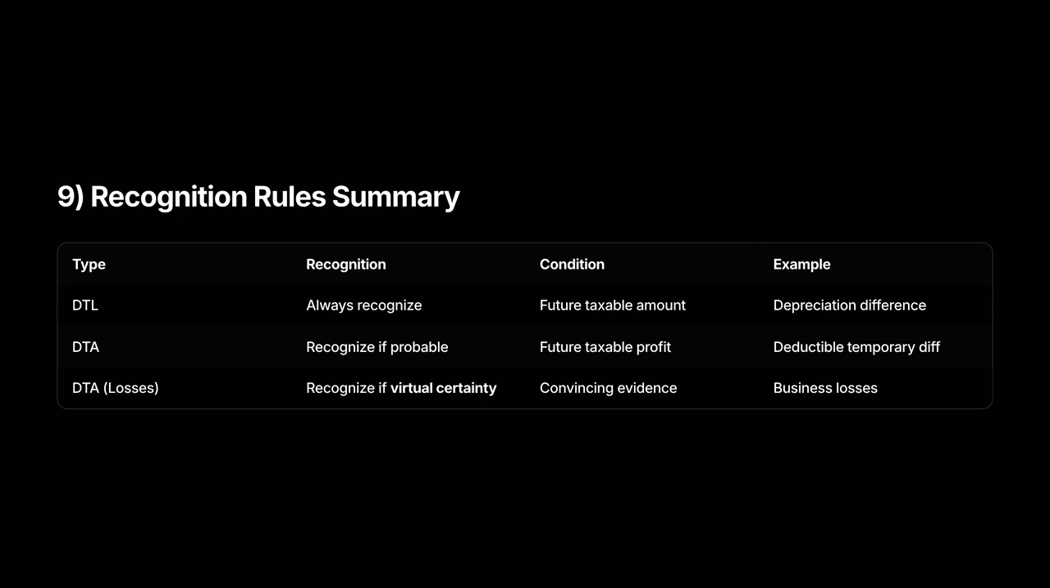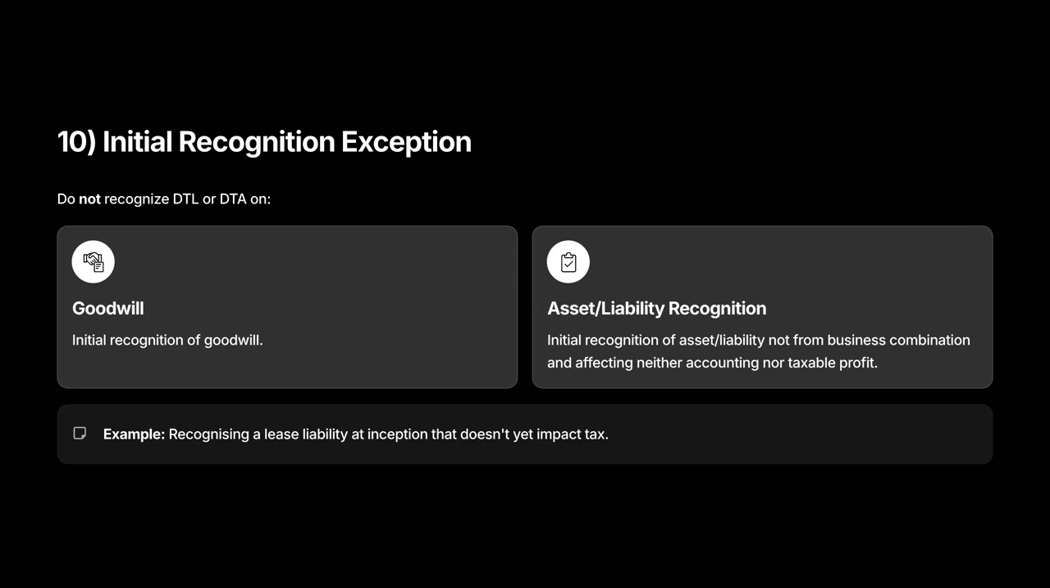Initial recognition exception. There are 2 special exceptions where no deferred tax is recognized. First, on the initial recognition of goodwill. Second, when an asset or liability is first recognized, not as part of a business combination, and it affects neither accounting profit nor taxable profit at that time. For instance, recognizing a lease liability at inception that doesn't yet influence taxable profit. No deferred tax there. These exceptions prevent meaningless entries.